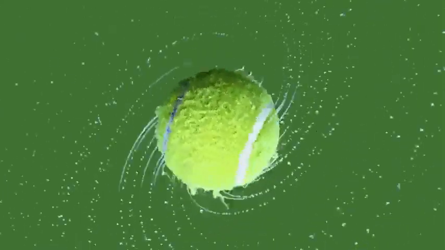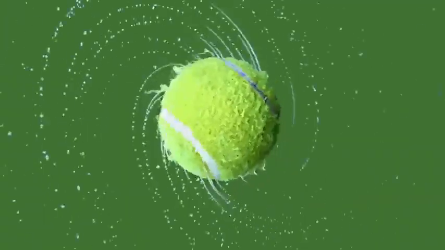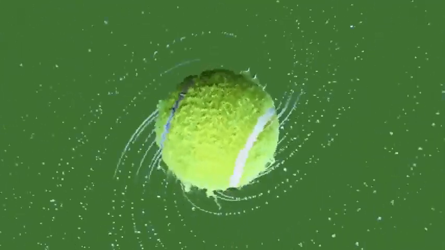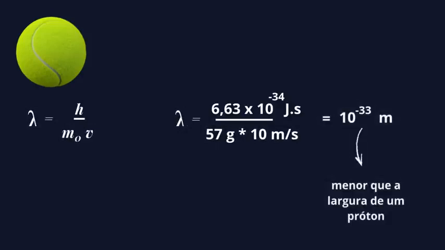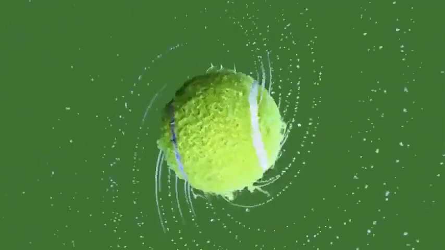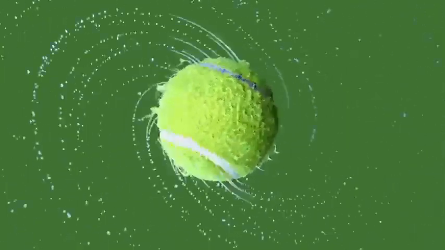For a tennis ball or a grain of dust, the situation changes drastically. When you take the mass of a tennis ball and put it on the bottom side of the equation, the resulting wavelength is incredibly small. In fact, the wavelength of a tennis ball moving at 10 meters per second is something on the order of 10 to the power of minus 33 meters, which is smaller than the width of a proton. Its wavelength is such an undetectable fraction of its physical size that we will never be able to observe its quantum properties.